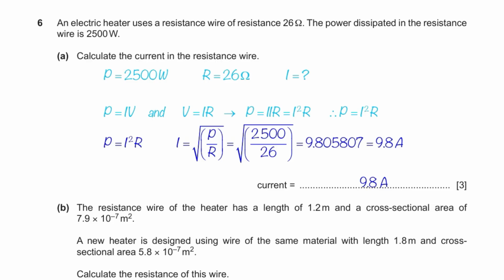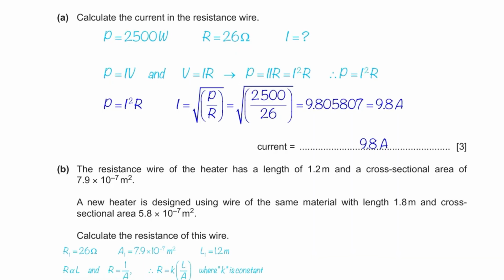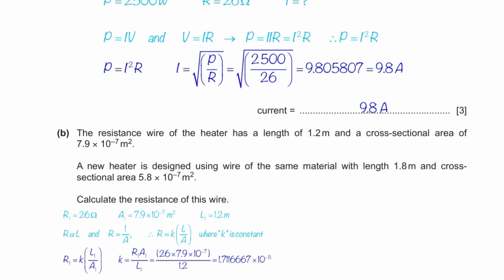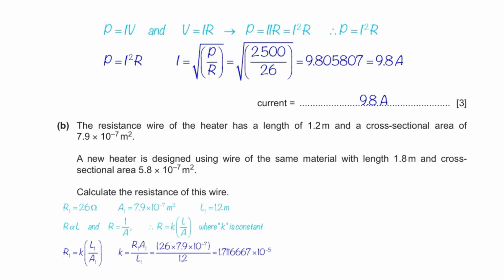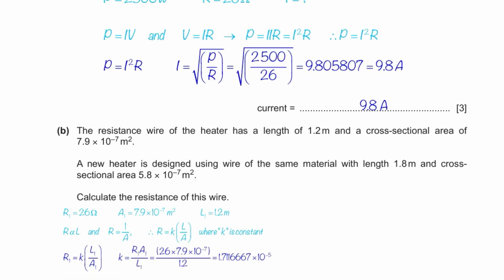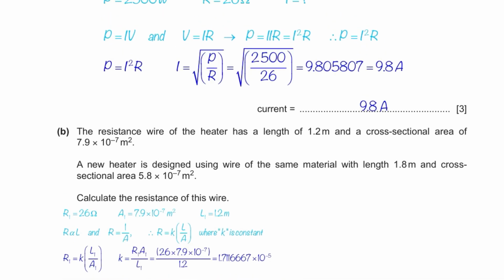Let's go step by step. Step 1. Recall the formula for resistance of a wire. The resistance of a wire is proportional to its length and inversely proportional to its cross-sectional area. This means resistance equals k multiplied by length divided by area, where k is a constant that depends on the material. So for the original wire, R1 equals k multiplied by L1 divided by A1. And for the new wire, R2 equals k multiplied by L2 divided by A2. Let's first calculate k, the constant, using the original values.